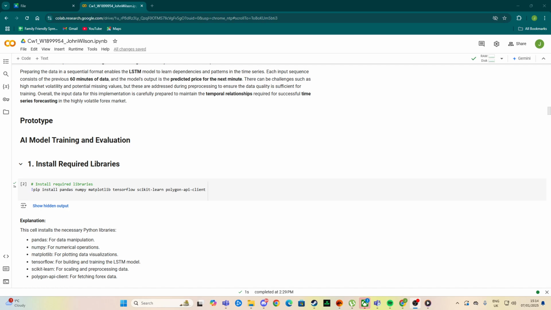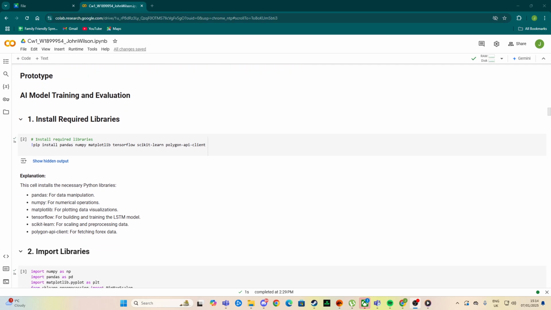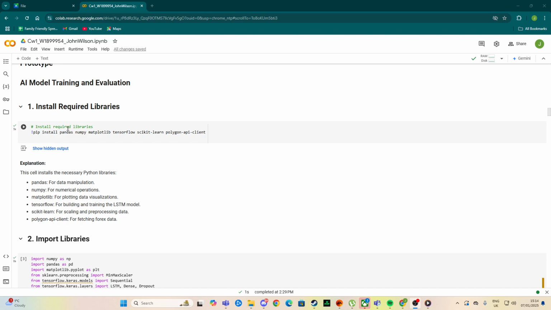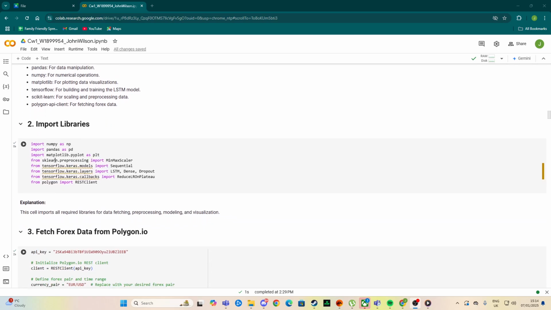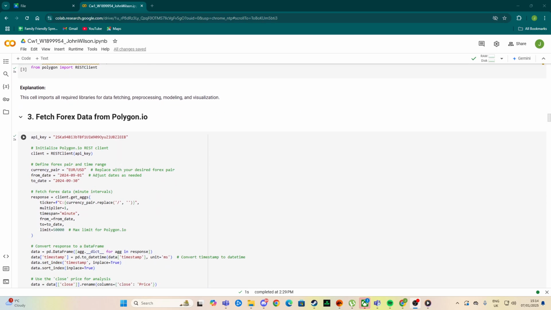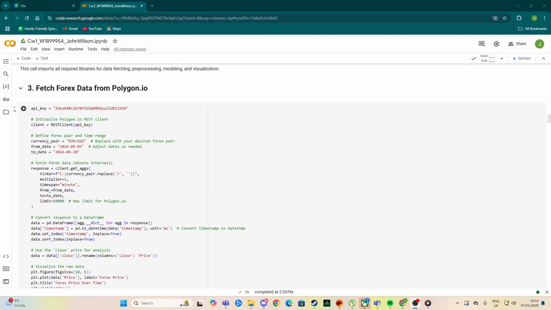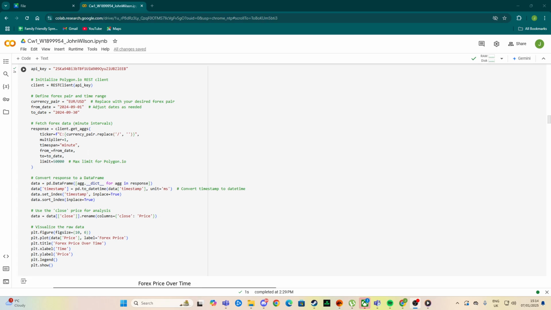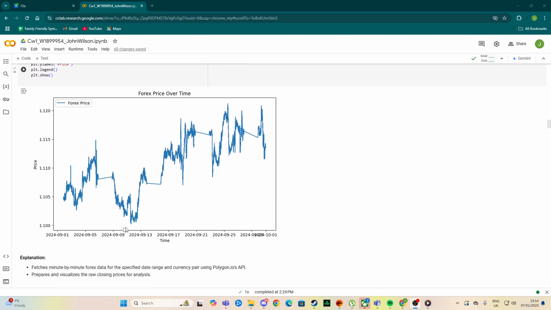Here is my prototype here. As you can see, we have to install the required libraries first, and then pull out the parts from the libraries that I needed. Here's the API I used. I used Polygon.io to grab my data between the dates of the 24th of 9th 01 to the 30th, so a month of data. Here's that month of data.